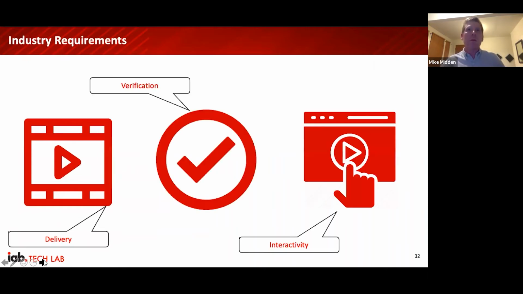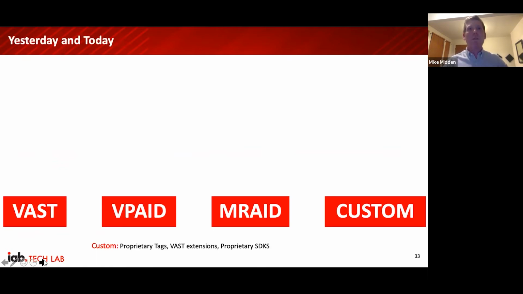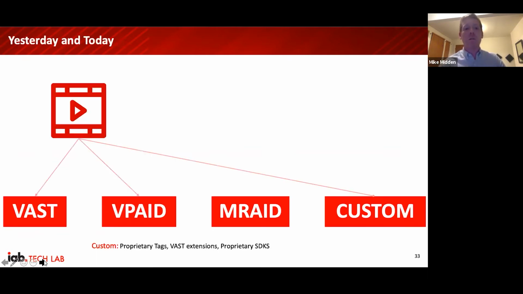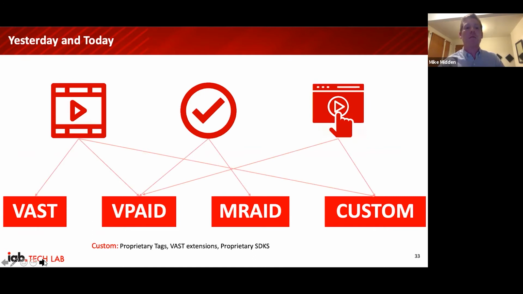So for pretty much any ad execution, there are three basic industry requirements: delivery, verification, and interactivity. Next slide. This is a quick history of some of the video standards that we've developed. Previously, VAST relied on multiple standards for delivery, as well as verification and interactivity. Delivery was VAST, VPAID, as well as some custom integrations.